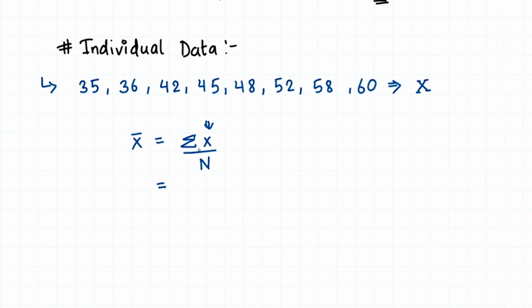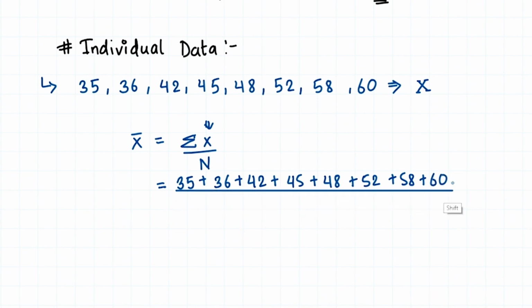So this is going to be equal to summation of X, which is add all these together, right? Sum of all these data. So it's going to be 35 plus 36 plus 42 plus 45 plus 48 plus 52 plus 58 plus 60 divided by our N, which is the number of items in our data, right? So we have 1, 2, 3, 4, 5, 6, 7, 8 number of items. So our N is equal to 8.